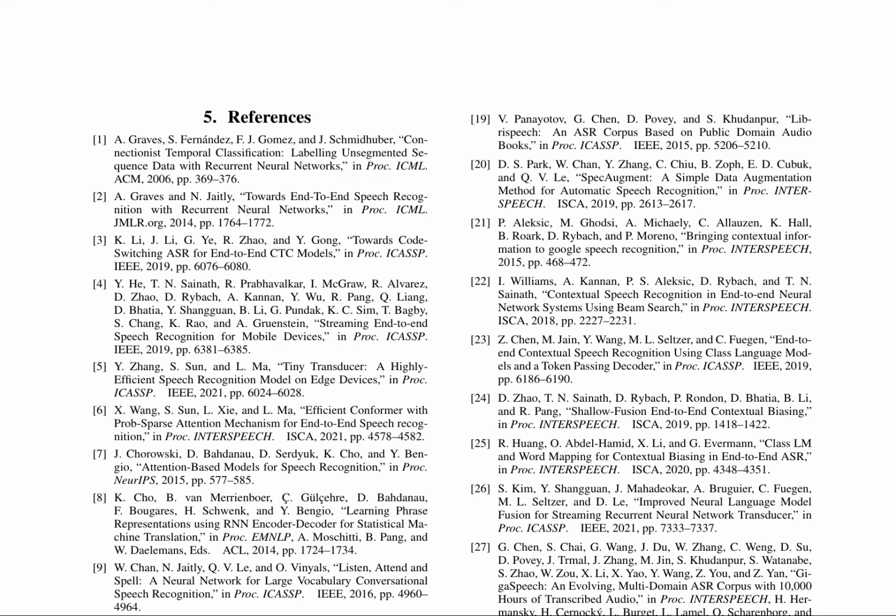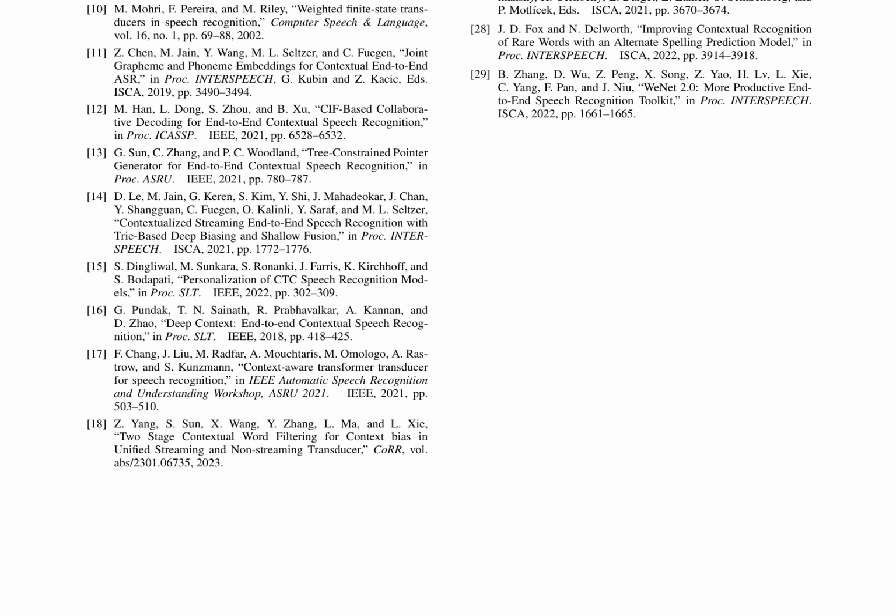Furthermore, the paper explores the use of a new alternate spelling prediction model to enhance the recognition of rare words in speech. The authors also delve into the importance of contextual information in speech recognition, highlighting how incorporating contextual cues can greatly enhance the accuracy of transcriptions. They discuss several techniques for integrating contextual information, such as using class language models, word mapping, and shallow fusion end-to-end contextual biasing. Additionally, the paper provides an overview of various data augmentation methods, including SpecAugment, which is a simple data augmentation method that has been shown to improve the robustness of speech recognition systems.